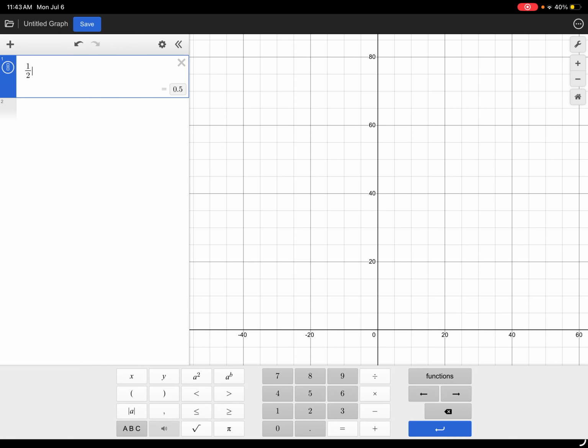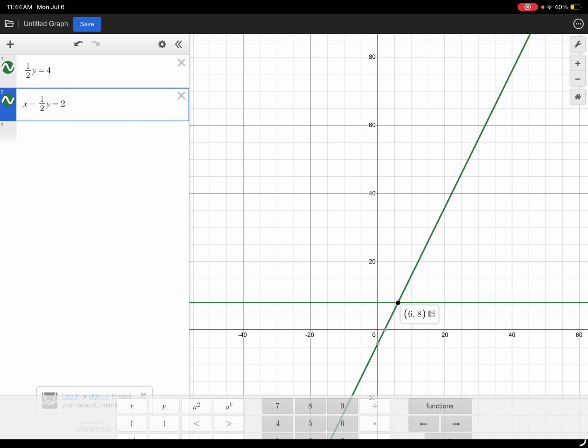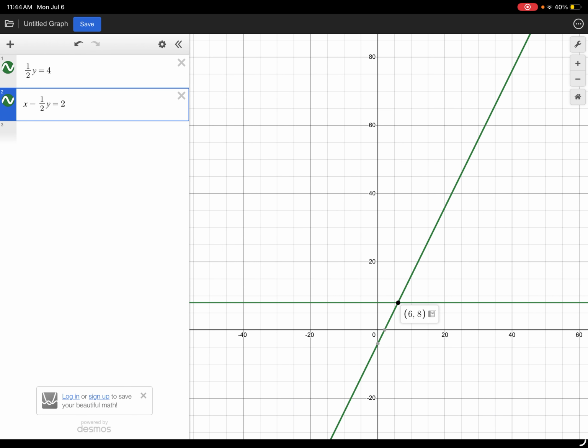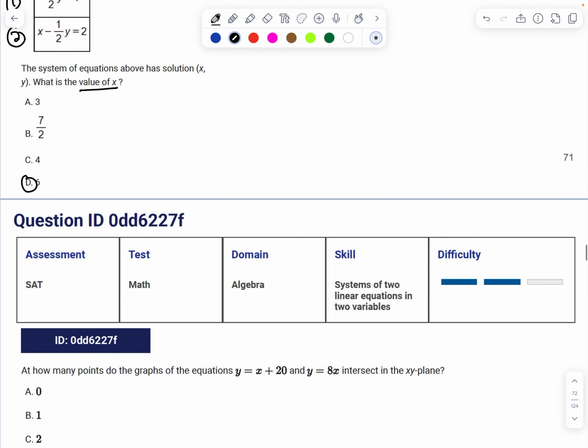So we have 1/2 y equals 4. And then we have x minus 1/2 y equals 2. Okay, so again, we could do this by hand, but that took me 15 seconds to type in. We got our solution. Our answer is (6, 8), but they ask you for the value of x. So the value of x in this case is 6. Let's get to one that's a little bit harder.